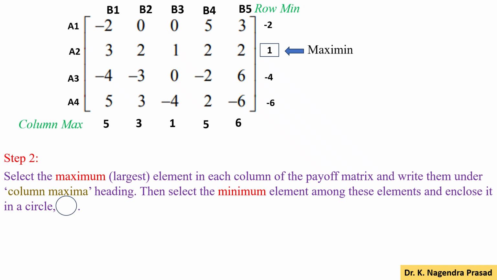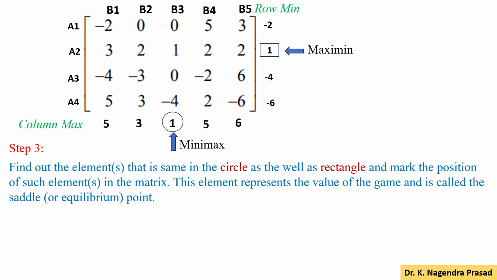Next, we have to select the minimum value among these maximum elements. So the minimum value among the maximum elements 5, 3, 1, 5, 6. Among these maximum elements, the minimum value is 1. This one we are calling the minimax value. So the minimum value among the maximum elements we are calling the minimax. Here the minimax value is 1 and we enclose it in a circle.